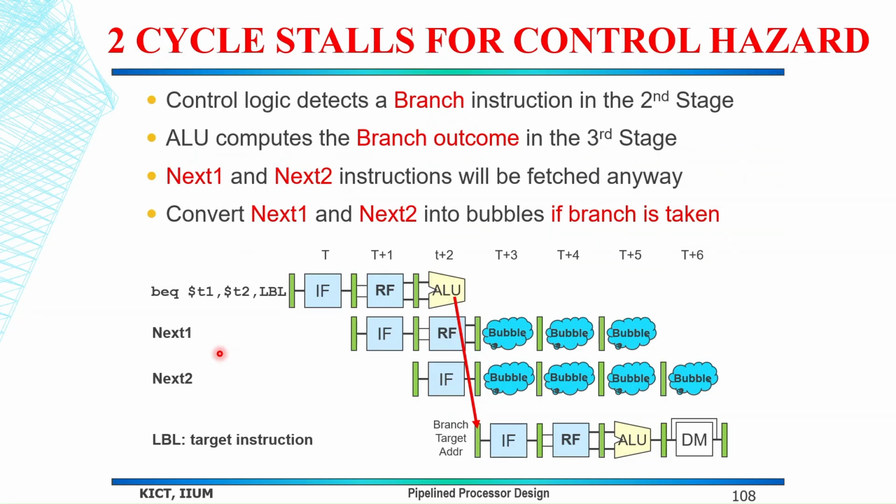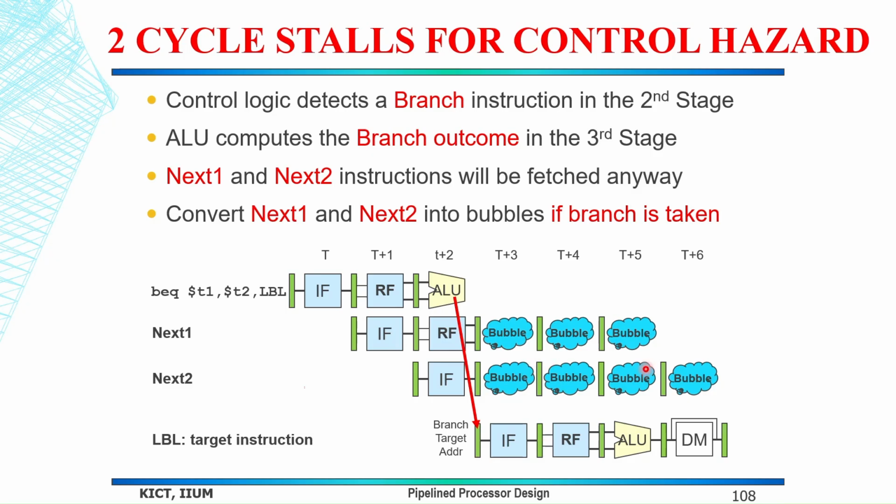I think here it will be more clear. Basically, the control logic detects a branch instruction in the second stage. After fetching the branch instruction, we decode it and recognize that it is a branch. So the ALU computes the branch outcome in the third stage, and the target address is also calculated in the third stage.